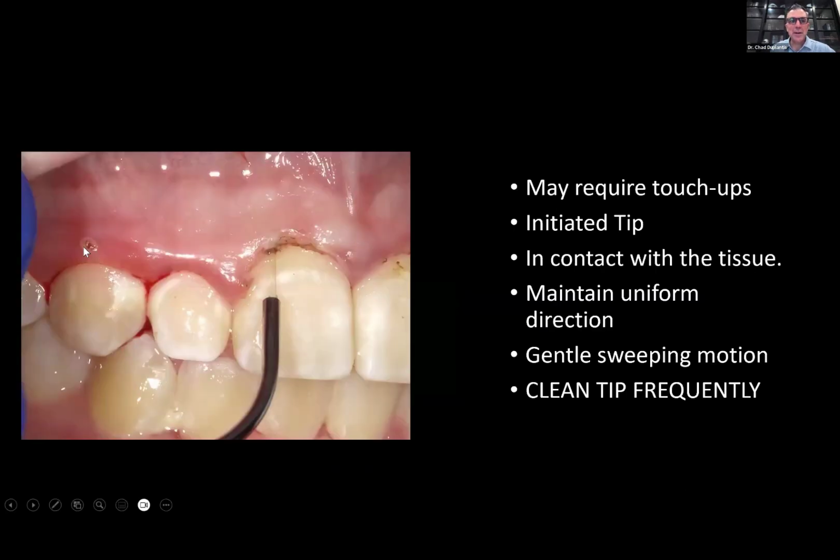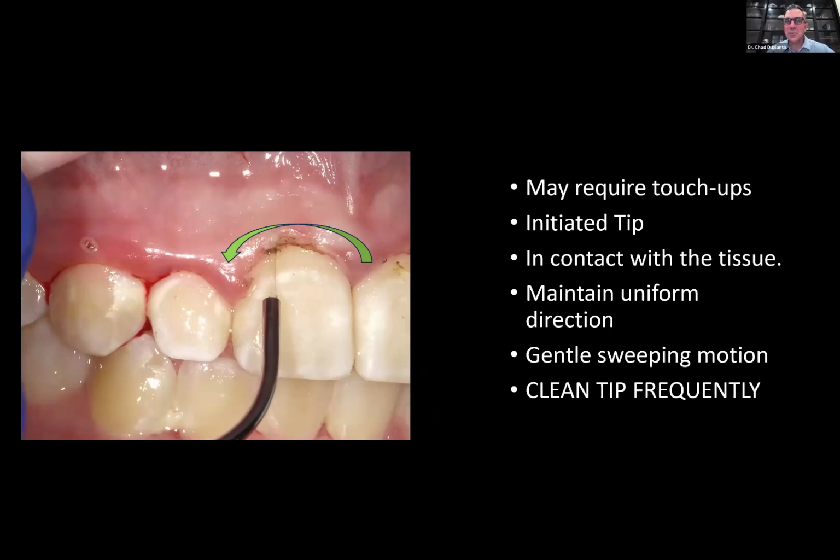If you look above the cuspid, I marked the height of the zenith above the cuspid. And that's where I know I'm going to extend that laser cut. So here we are, starting at the central region. One thing I want to note is that any laser procedure we do might require a touch-up. This was done utilizing a topical and local anesthetic. It's done with an initiated tip. The tip is in contact with the tissue.